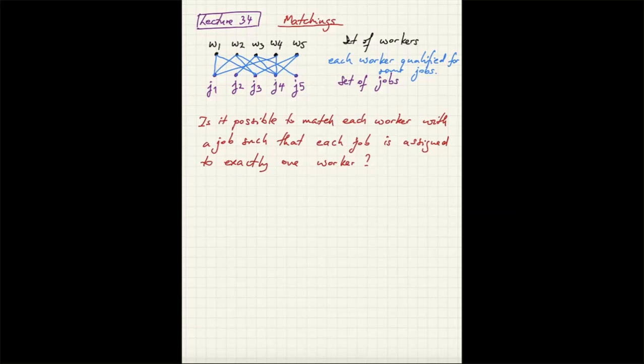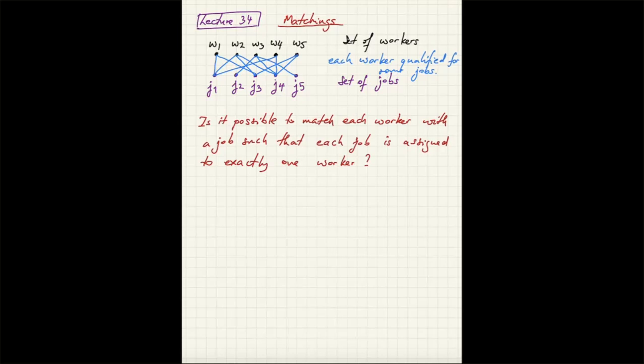And you have a set of jobs, J1 up to J5, such that each worker is qualified to do certain jobs. So this situation can be described by this bipartite graph, where we draw a blue edge between each worker and the jobs that that worker is qualified to do. So worker 1 would be qualified to do job 1 or job 3, and worker 5 would be qualified to do job 3 and job 4, for example. And the question is: is it possible to match each worker with a job that that worker is qualified to do, such that each job is assigned to exactly one worker?